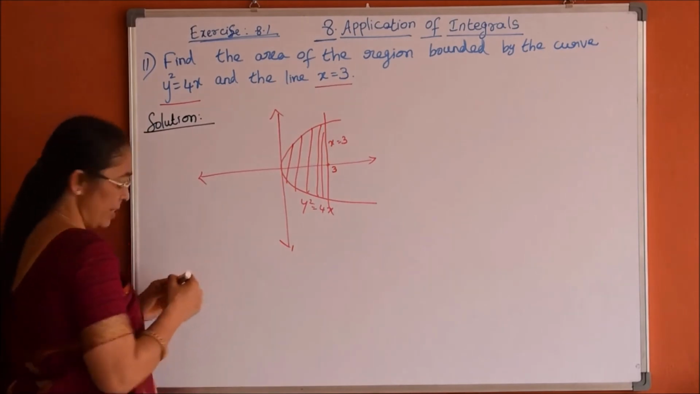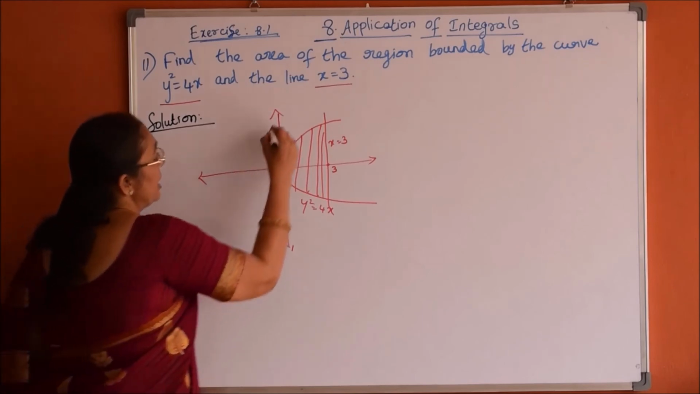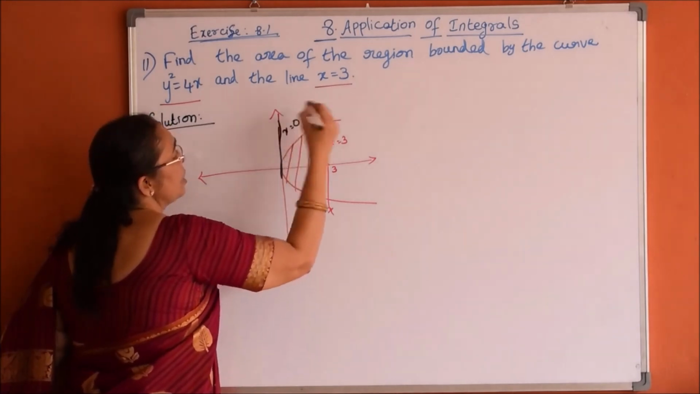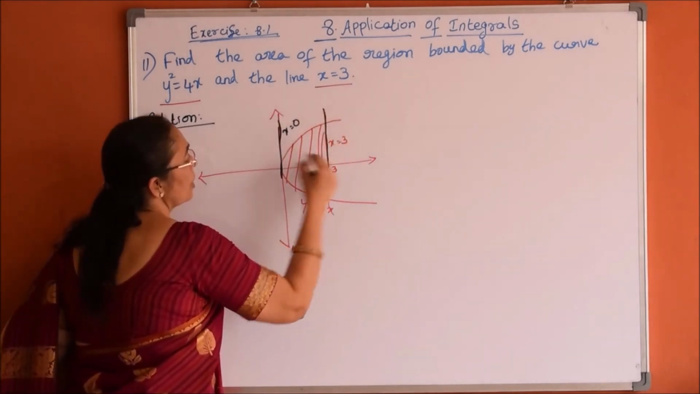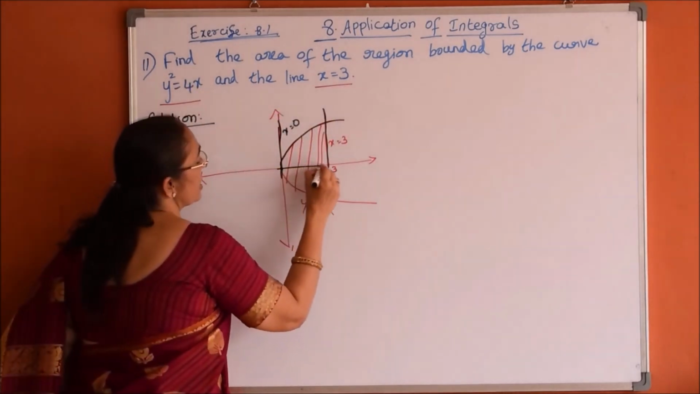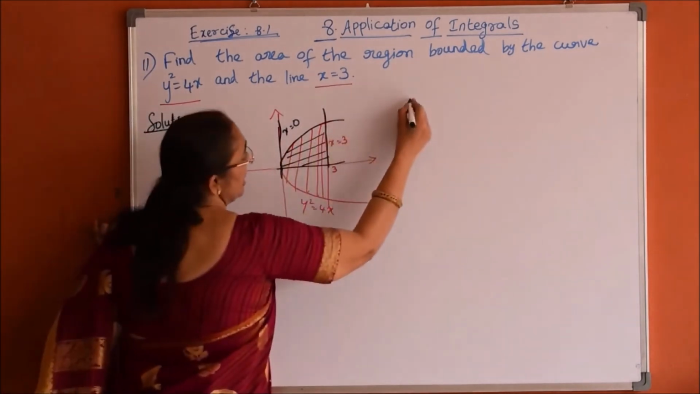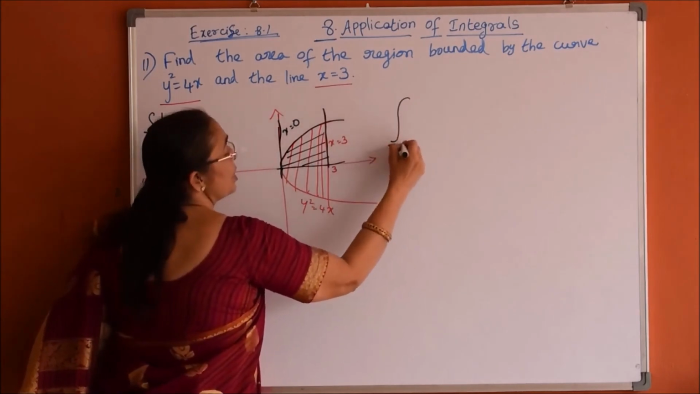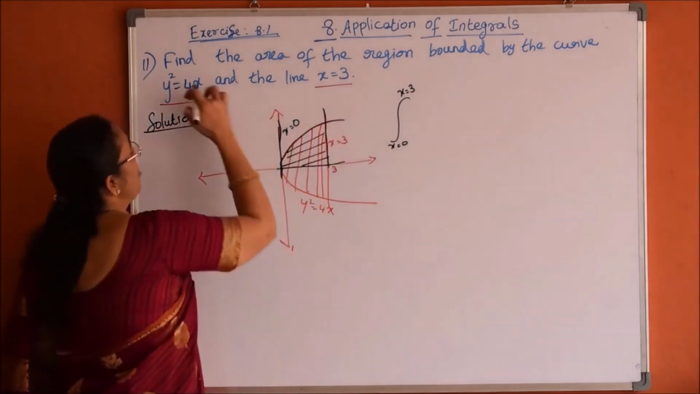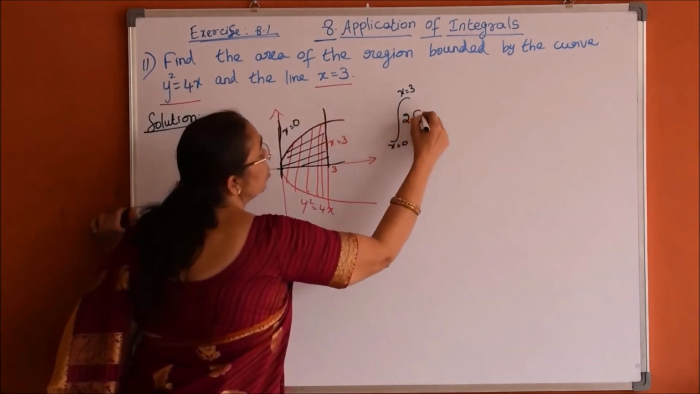So the required area we can easily write. First let us consider the first quadrant. In this first quadrant, the area covered between the lines x is equal to 0 and x is equal to 3 by the curve y square is equal to 4x with the x axis. Now this area can be written as the integration from x is equal to 0 to x is equal to 3. The function is y is equal to f of x, which is nothing but y square is 4x, y is 2 root x dx.